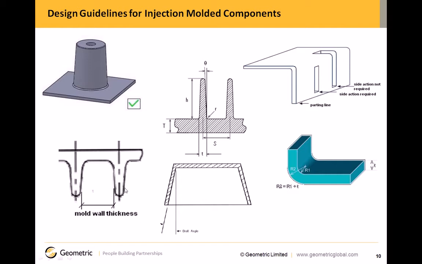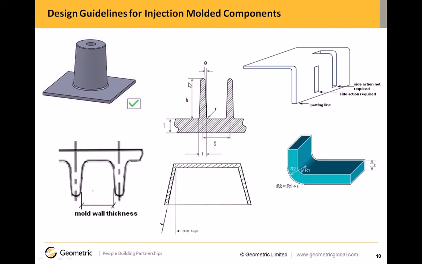The image on the left hand side bottom shows the need for adequate mold wall thickness. The clearance between these ribs will decide the thickness of the mold, and if this is less than the adequate value, it's going to cause problems in the life of the mold and even the manufacturing of the mold. Adequate draft angles are necessary to ensure that the product can be easily extracted from the mold.